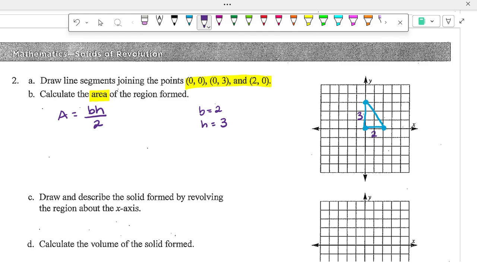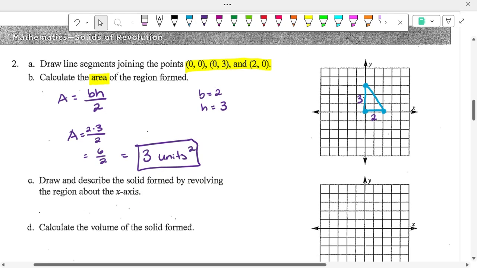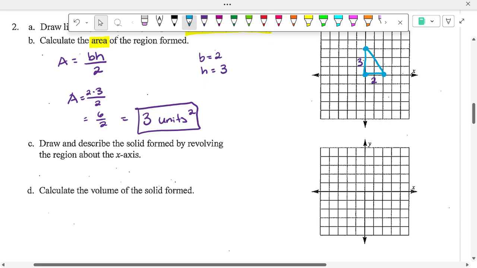All right. So I'm going to do 2 times 3 over 2. That's equal to 6 over 2, which is what? 3 units squared. So that's the area of my triangle. Now, we're going to regraph this triangle on the next graph, so graph those same points again.